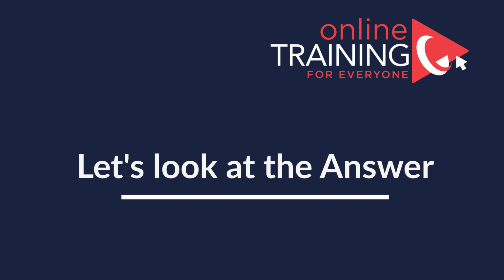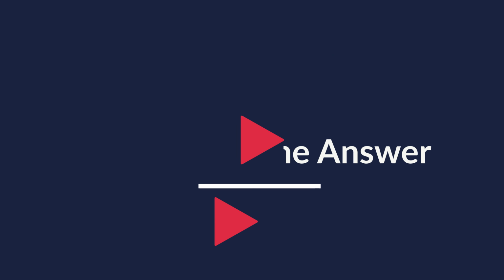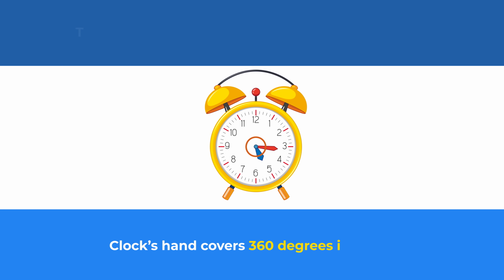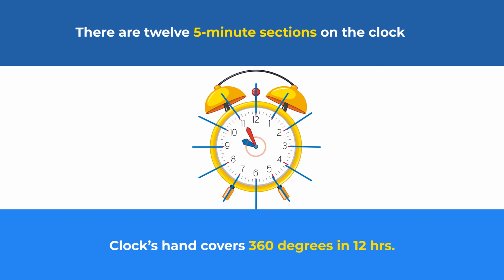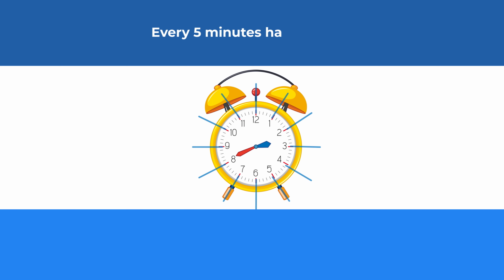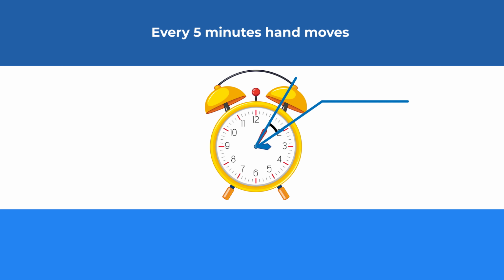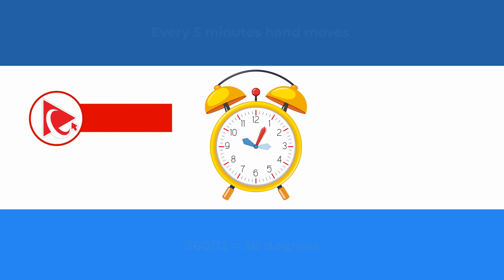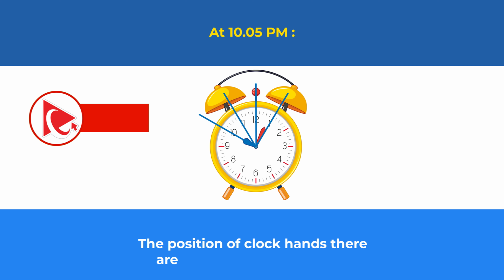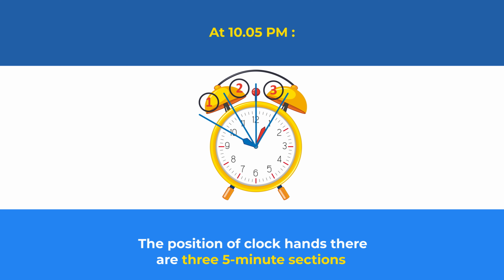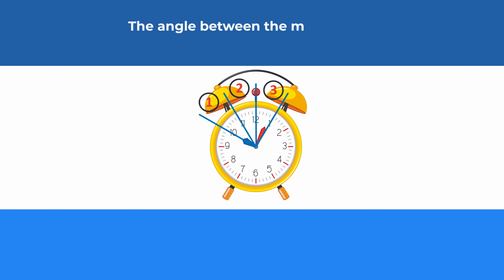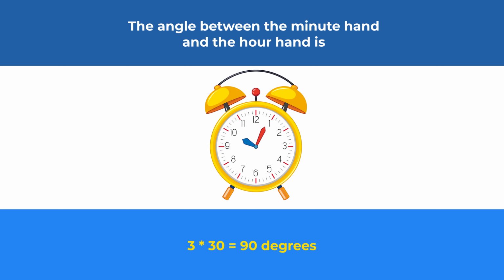Because clock's surface is a circle, clock's hand covers 360 degrees in 12 hours. There are 12 5-minute sections on the clock, and every 5 minutes, the hand covers 30 degrees, which is calculated as 360 degrees divided by 12, which is equal to 30 degrees. At 10:05 p.m., there will be 3 5-minute sections between hands on the clock, so the angle between the minute hand and the hour hand on the clock will be 3 multiplied by 30, which would be equal to 90 degrees.